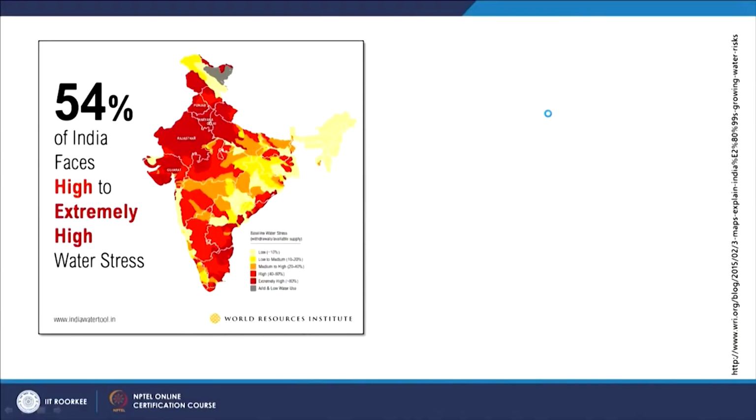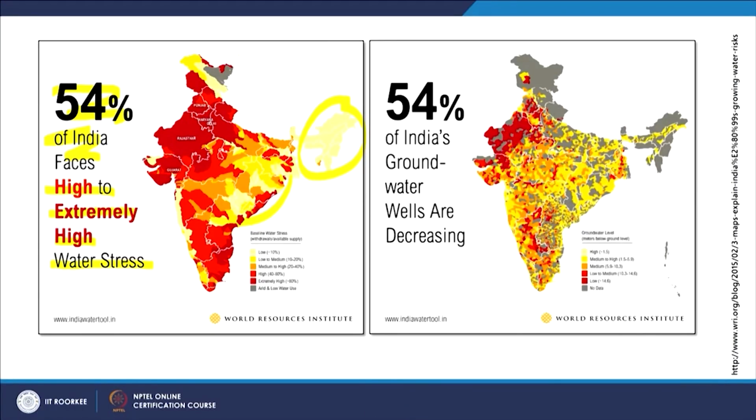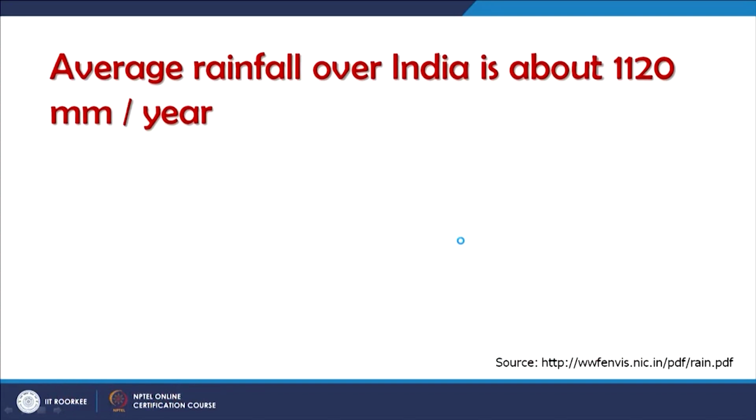Now, if we see that 54% of India faces high or extremely high water stress. So, except for the northeast and some parts of J&K, Andhra Pradesh and Odisha, the remaining parts really have big problems. And the same percent, 54% of India's groundwater wells, are decreasing. Because we are exploiting more water, a very interesting figure I want to share with you is that the average rainfall over India is about 1120 millimeter per year.